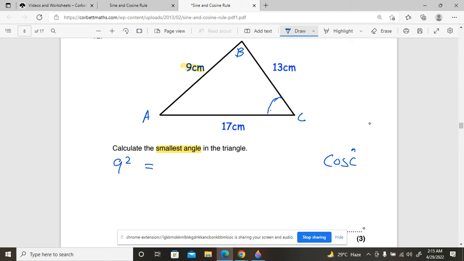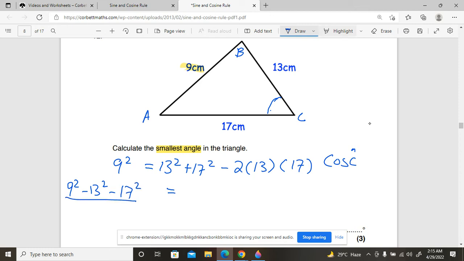So we can write here, going a bit direct now, 9 square equals 13 square plus 17 square minus 2 into 13 into 17 into cos C. In the next step, 9 square is already here, so write 9 square here. Then 13 square and 17 square will go to the other side, so minus 13 square minus 17 square. As I told you, minus 2, 13 and 17 are in multiplication, so they will be divided there, divided by minus 2 into 13 into 17. So the answer is cos C.